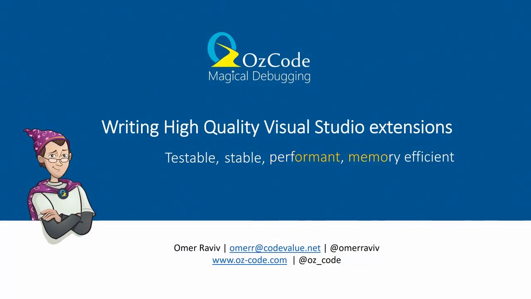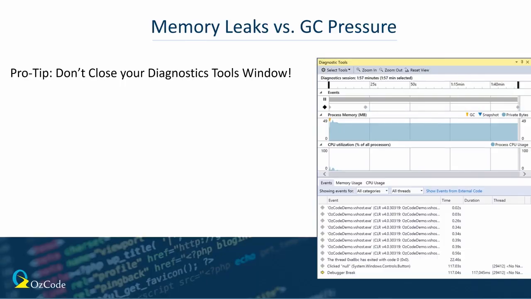So we've talked about making extensions performant, but now let's talk about the real nitty-gritty, which is how do we make our extensions memory efficient? That's extremely important. Again, we have a lot of different extensions on that same garbage collector, all having a good time, but all creating a lot of work for that garbage collector. My first and probably most important tip about dealing with memory in Visual Studio extensions is that you want to keep your diagnostics tool window open.